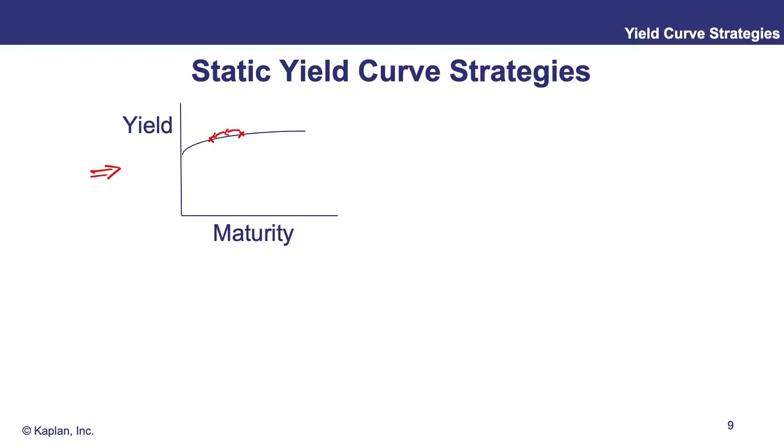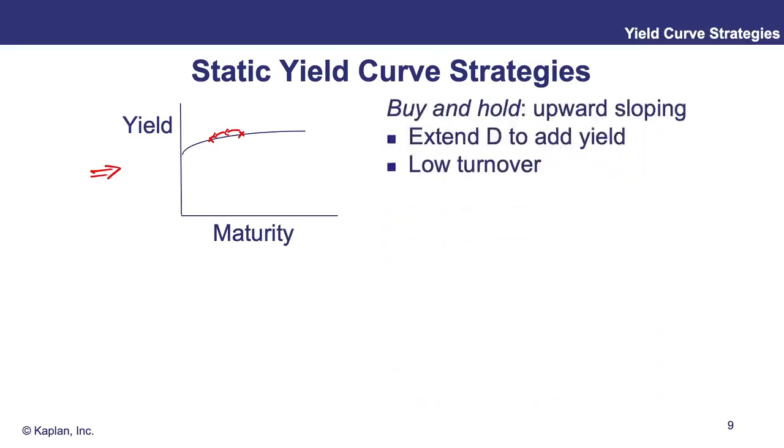The reason for that is assuming we have an upward sloping yield curve, which is always the default assumption. If we extend duration in our bonds, we add yield because we get higher yields at higher maturities and higher durations, and we can just buy those higher yielding bonds. We haven't got the risk, because of course extending duration is a risky strategy from an interest rate perspective. The risk is that rates shift up, but we don't expect any shift in yield because our yield curve is static. It's not going to shift up or down.